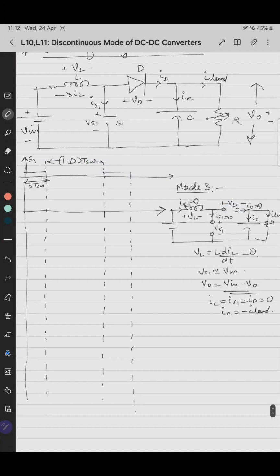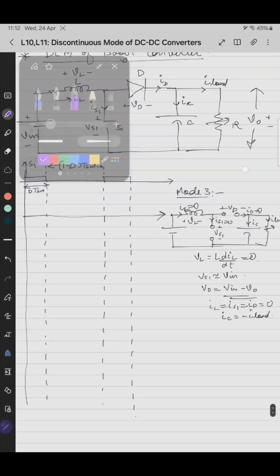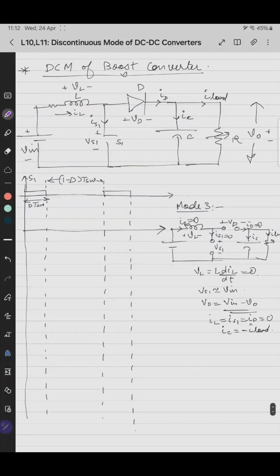So if you draw VL, when the switch is on, the inductor voltage is equal to V in. And when the switch is off, the voltage across the inductor is V in minus V naught, but V naught is greater than V in, so it becomes negative. This is V in, this is V in minus V naught.